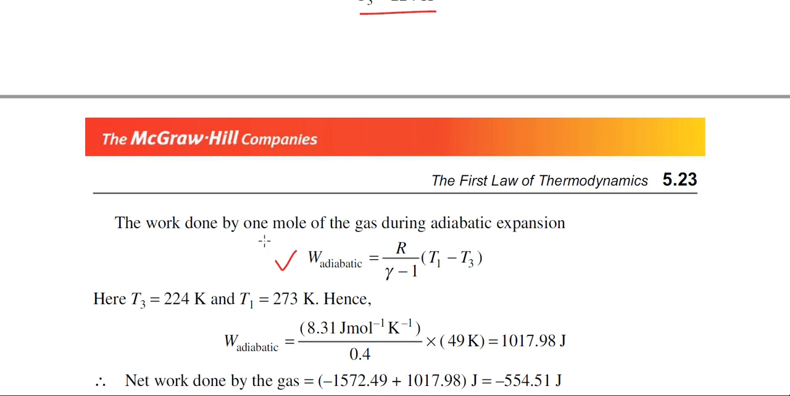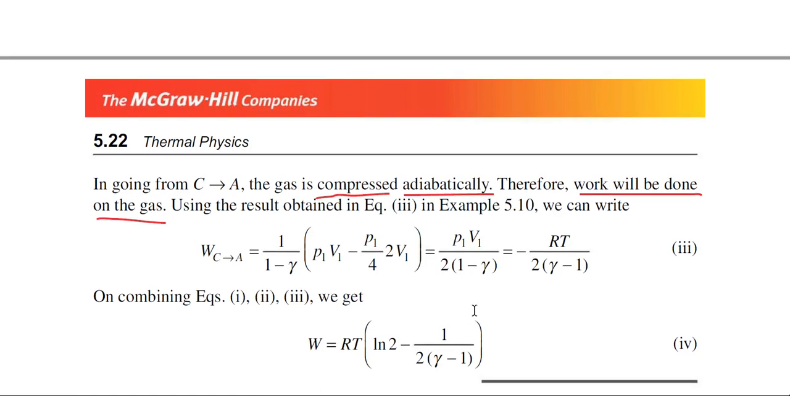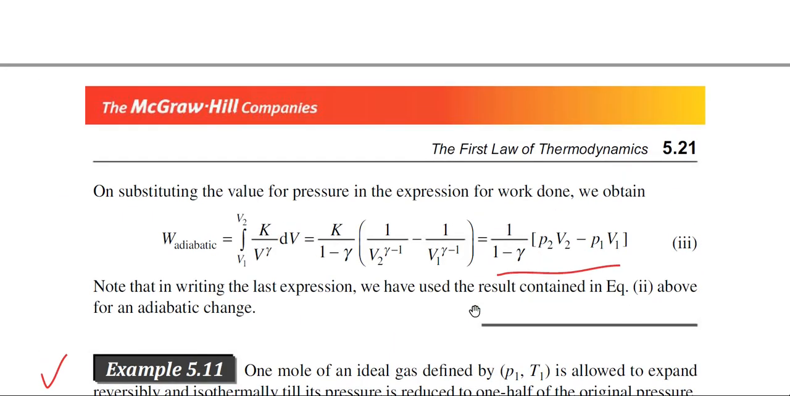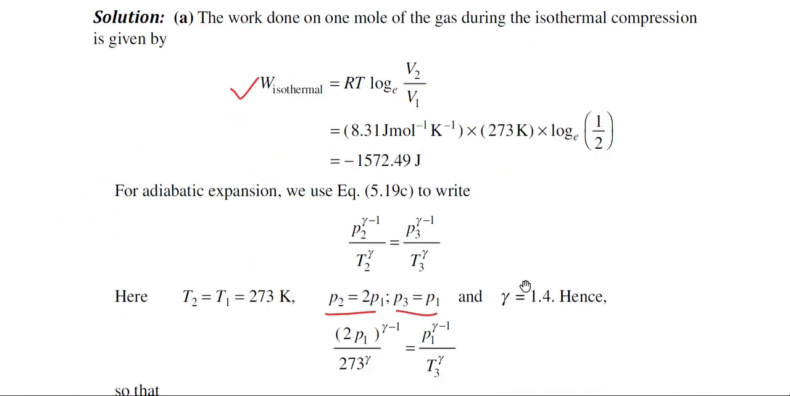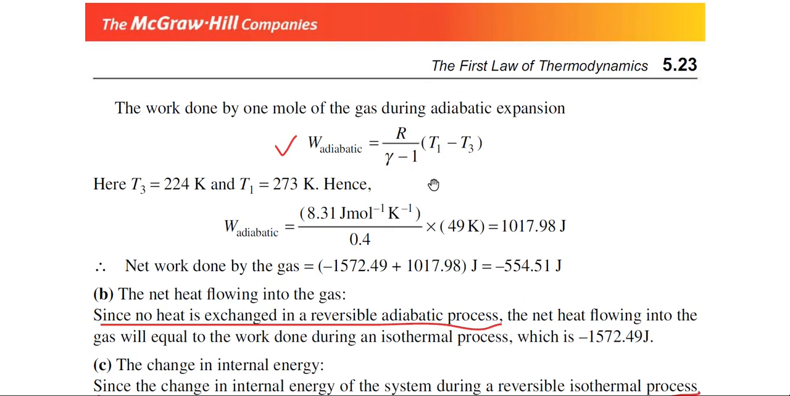If you want to calculate the work done during the adiabatic expansion, you can use the formula which involves temperature, because previously I said what the expression of the adiabatic work was. This is the expression of the adiabatic work: 1 by 1 minus gamma, P2 V2 minus P1 V1. You can write P2 V2 as n into R into T2. If you use that particular expression of the adiabatic work, then we can write that here n is 1, the value of n is 1.